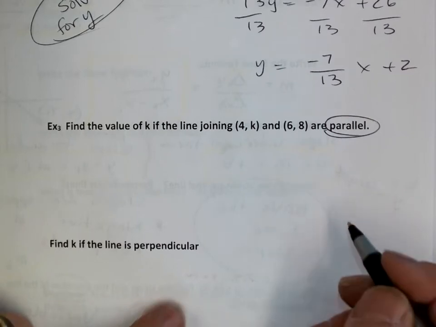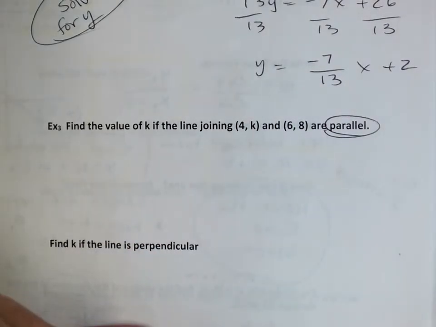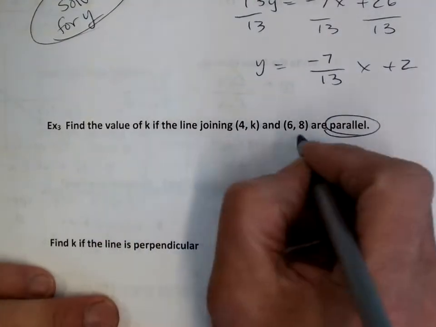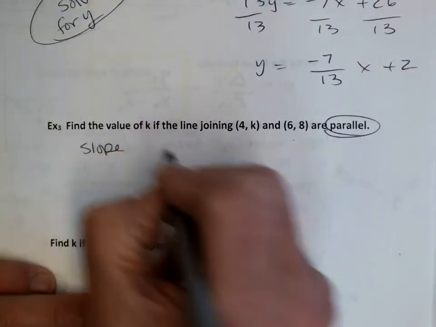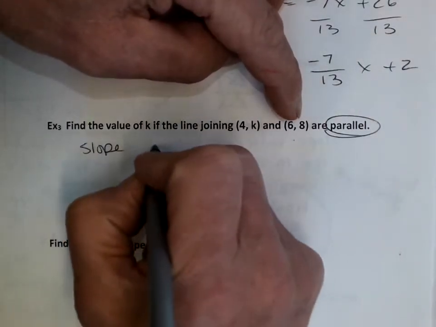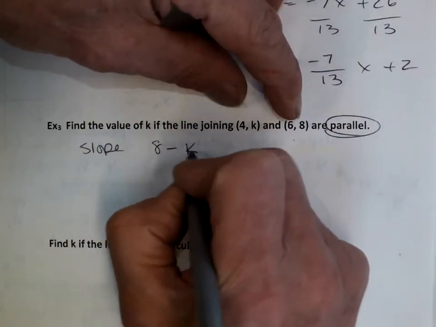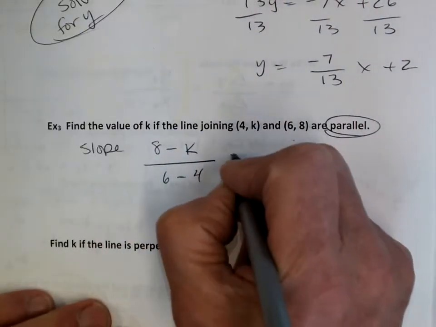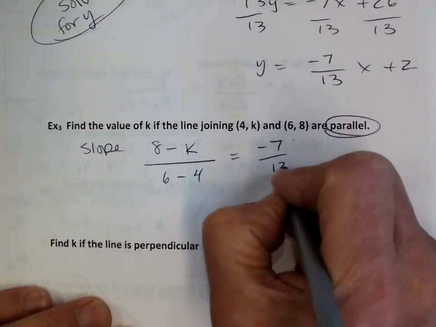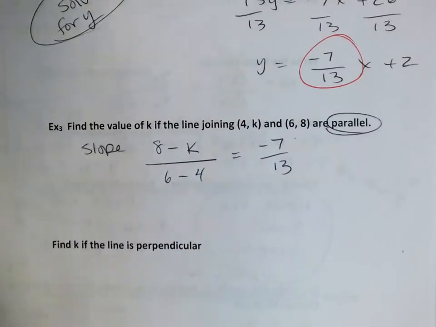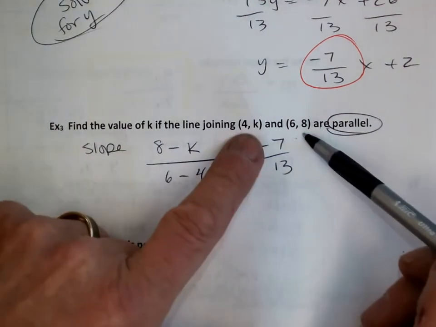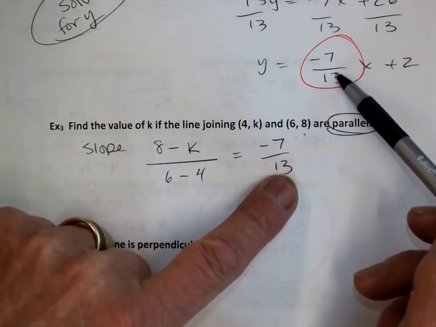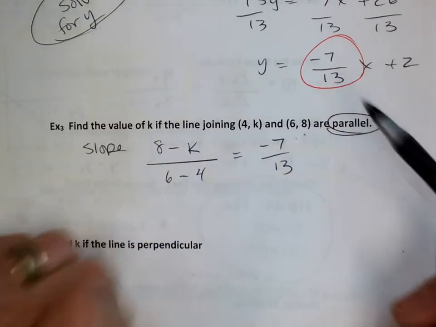So we're going to set up our slope formula. My slope formula is going to be my 8 minus k over 6 minus 4. But that's got to equal my negative 7/13 because that's the slope of the line we're working with, right? So the slopes have to be equal. So I set the slopes equal. I get the slope between these 2 points, and I set it equal to the slope of this line, okay? Because we want to make them parallel, okay?